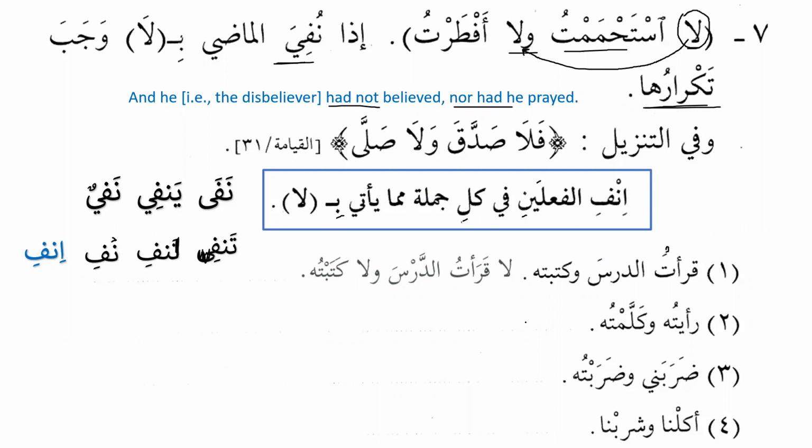You want to say, I neither saw him nor spoke to him. لا رأيته ولا كلمته. Excellent. Perfect. ضربني وضربته. He hit me and I hit him. Now you want to say, he neither hit me nor I hit him. لا ضربني ولا ضربته. Excellent. So basically we have to put لا ولا, right?